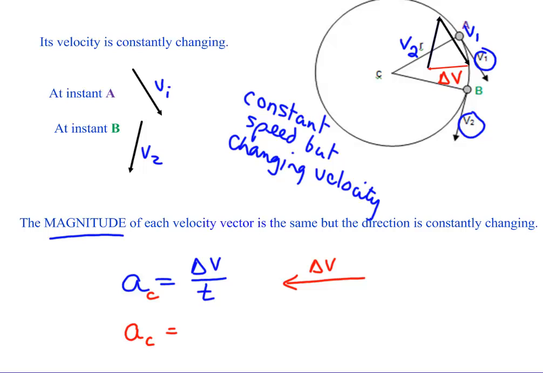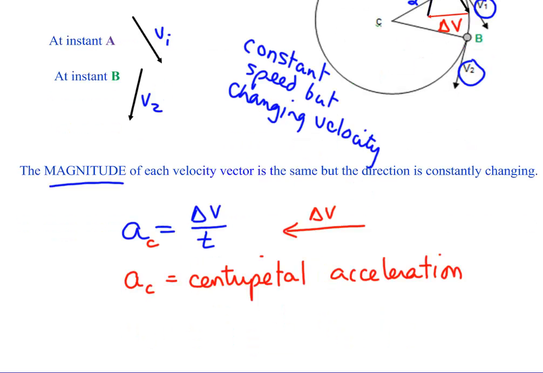Centripetal acceleration points towards the center of the circle and exists even though an object is traveling at a constant speed because the direction of its speed is changing, meaning its velocity changes.